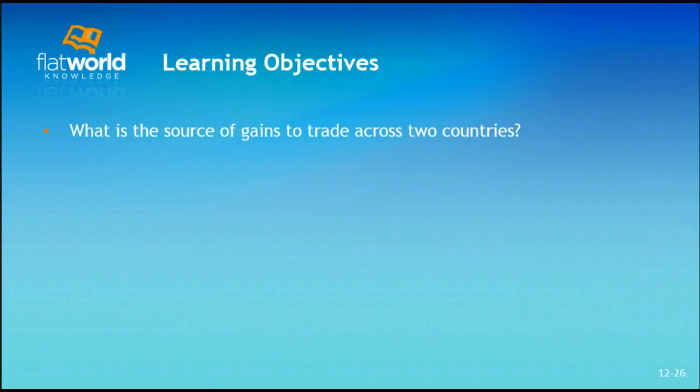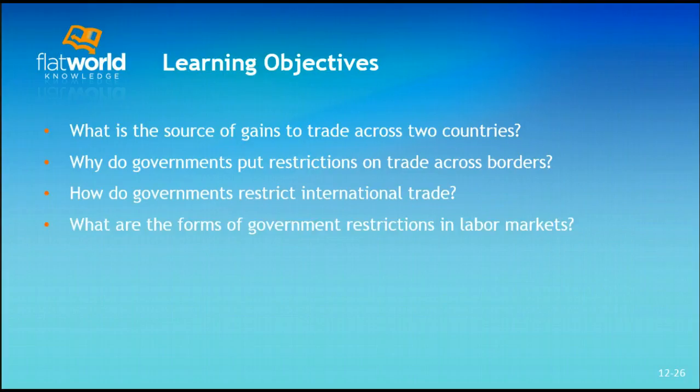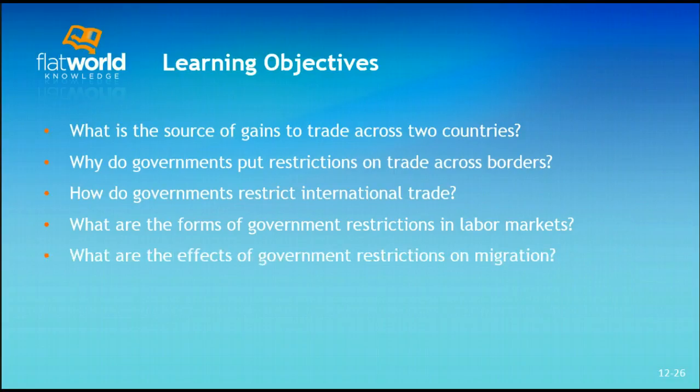Some of our objectives for this video will be to look at the source of gains from trade across two different countries. If you recall, we looked at that in chapters 4 and 6. We're going to look at why governments might put restrictions on trade across borders, how they do it, and then we're going to look at how the government gets involved in the labor markets, both in terms of general restrictions, in terms of migration, and then in terms of taxes.